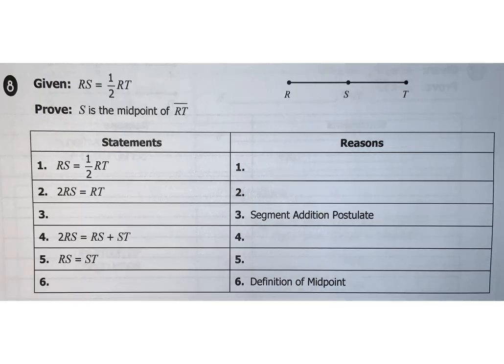So hopefully everyone got the first one. What's the first one? That's given, right? Given. All right, so this one is given. Now, how did they get rid of that 1/2? What did they do? They multiplied both sides by 2. What property tells you you can multiply an equation by the same thing on both sides? The multiplication property of equality.